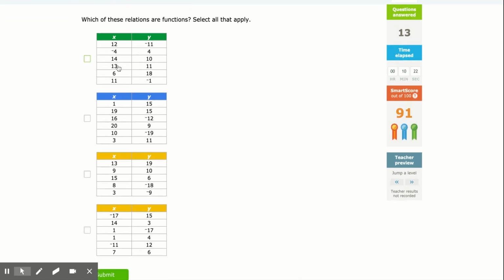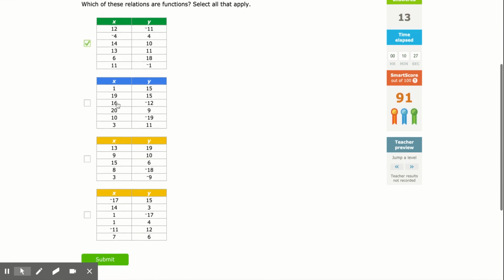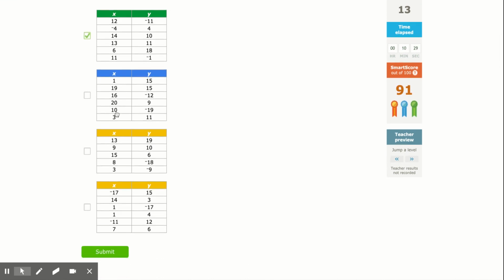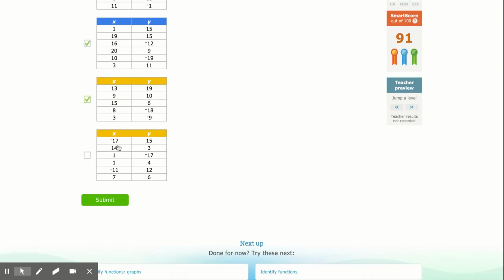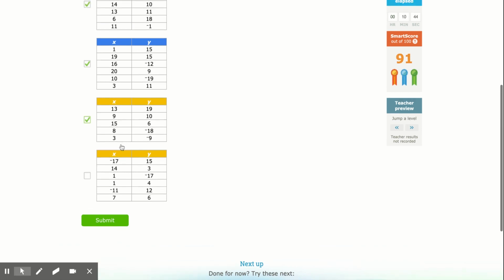12, negative 4, 14, 13, 6, 11. I don't see any duplication in x. 19, 16, 20, 10, 3. No duplication in x. 13, 9, 15, 8, 3. No duplication in x. Oh, I see duplication. 1 and a 1. I have x repeated twice. That's one value. It's not a function.